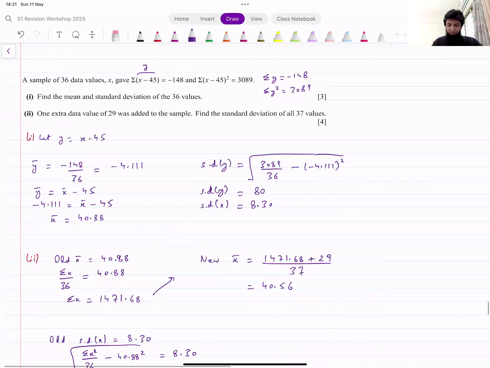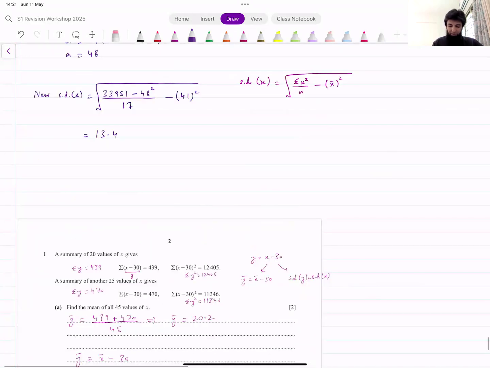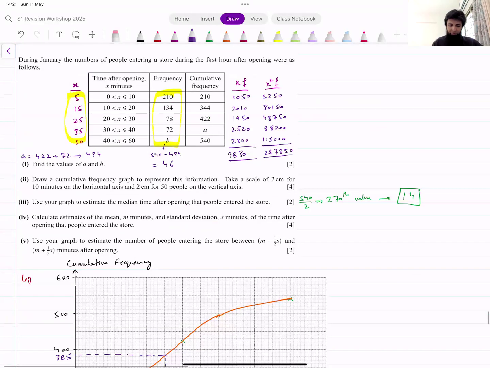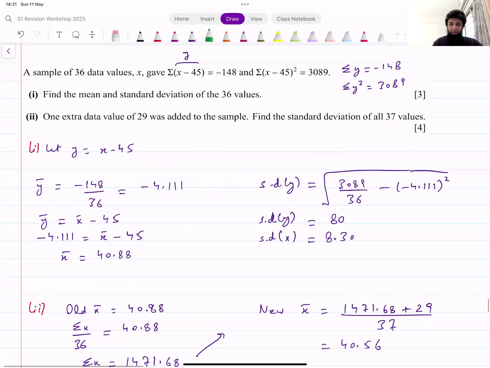Okay, just a few more examples. Let's have a look at this now. We've done something very similar before as well. This is linear transformation. Sigma of x minus 45 is equal to this. Sigma of x minus 45 whole squared is equal to this.